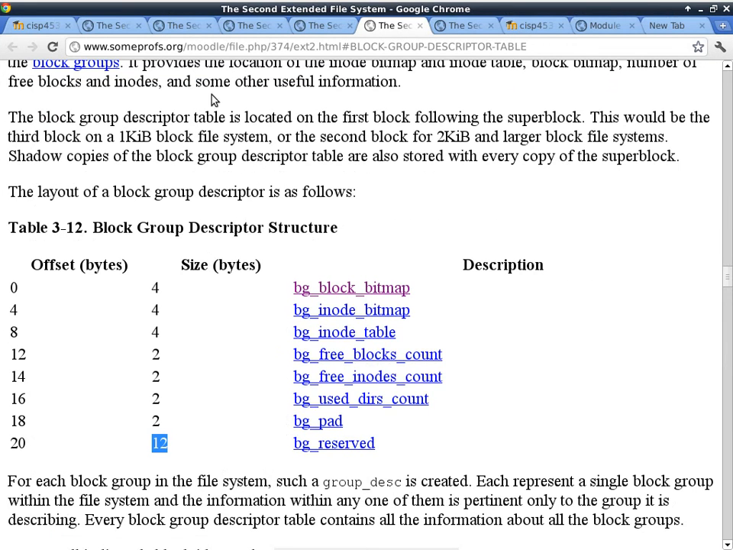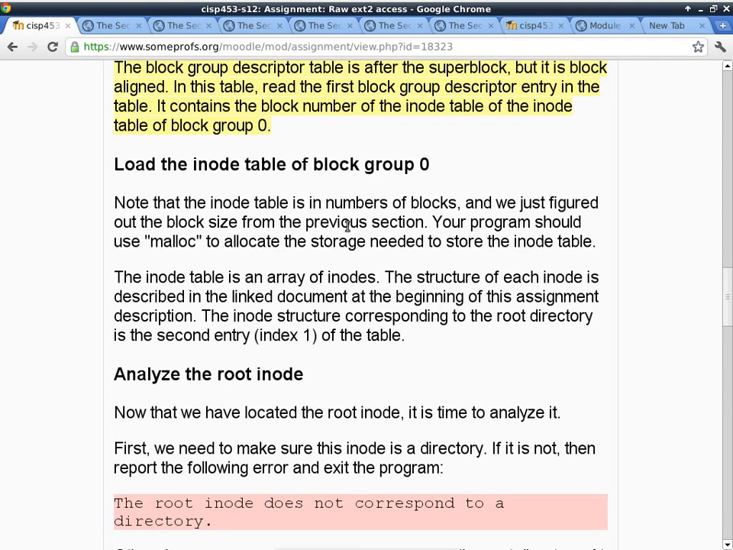All right, so getting back to the homework assignment. Load the inode table of block group 0. Note that the inode table location is in number of blocks, and we just figured out the block size from the previous section. Your program should use malloc to allocate storage needed to store the entire inode table. If you want to just use a lot of seek operations, that's fine too, but you're much better off just reading the entire inode table because it's not really that big.